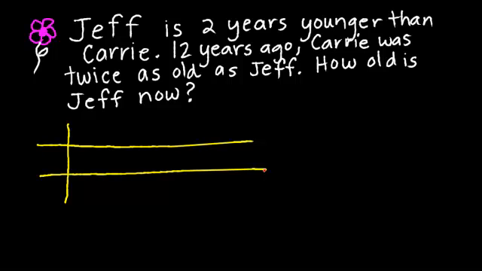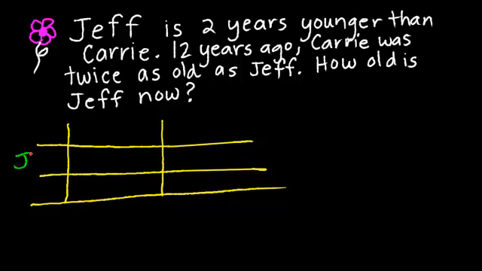and 2 columns. And we're going to go ahead and just write some names in here. We got Jeff. And we have Carrie. Okay, and time frames that we're talking about. Well, we're talking about 12 years ago, and we're talking about now. Because when they say is, that's present tense, and that means now. So, alright, we're going to go ahead and put headers up here. One will say now, and one will say 12 years ago.